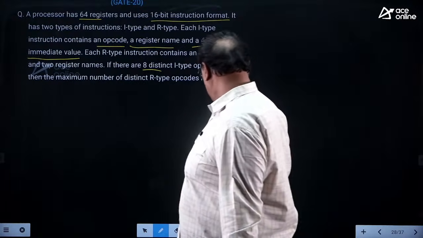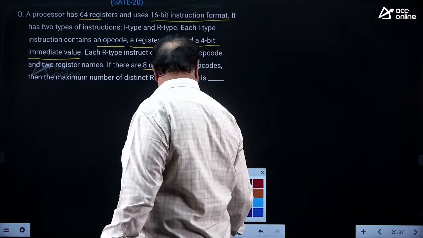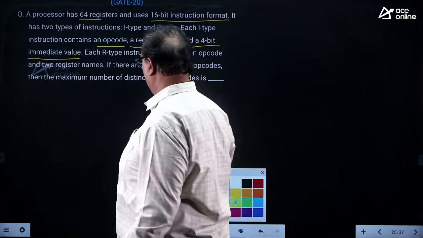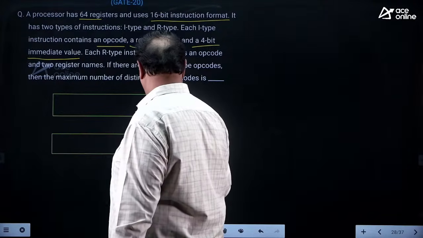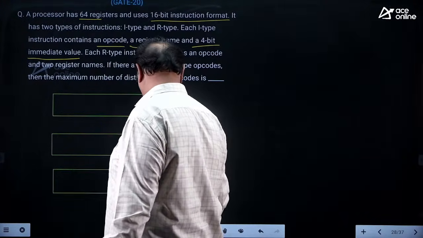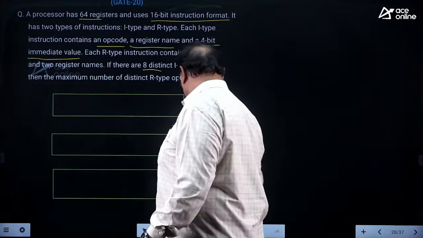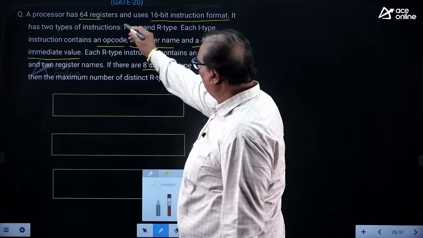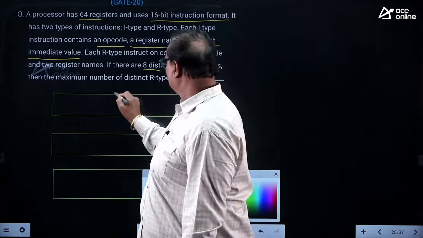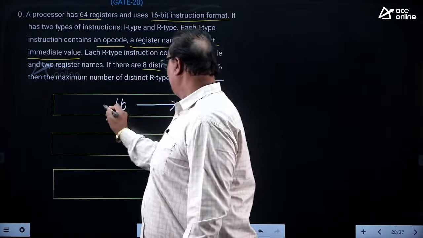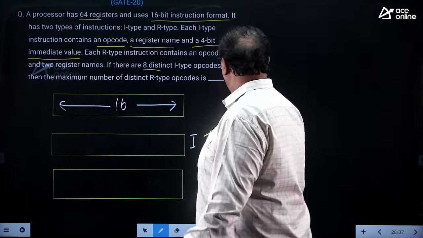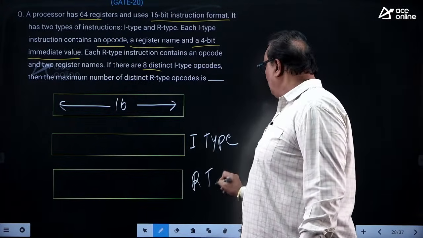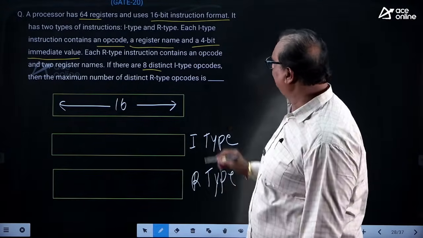Here, look here. It is instruction. Be dedicated in this. Apply the given values here. What is the total size here? 16-bit. Now it is divided into two types: I type and R type.